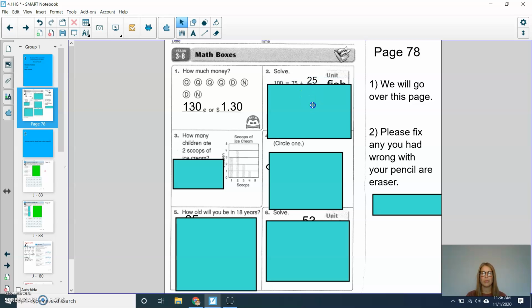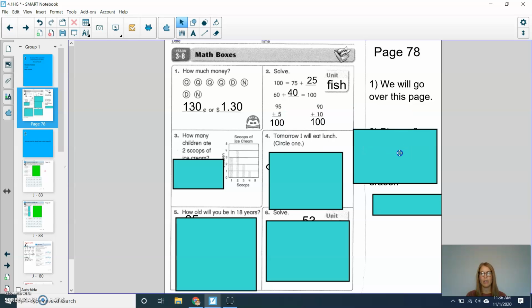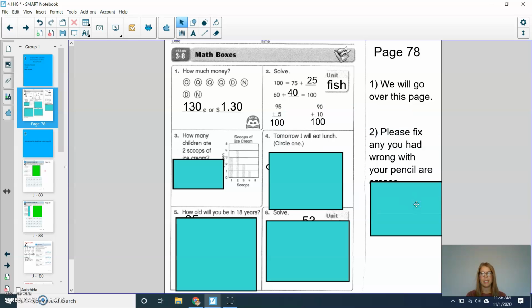For question number 2, solve 100 equals 75 plus 25. 60 plus 40 equals 100. 95 plus 5 equals 100, and 90 plus 10 equals 100. And the unit that I chose to use today was fish.